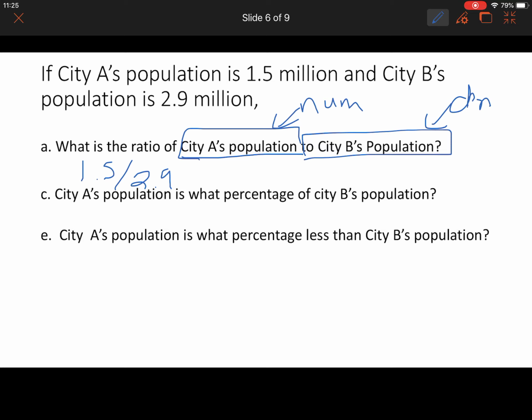The next question says, instead of a ratio, what is the percent City A's population is of City B's population? And notice that "of," if we've got the percentage, we tend to then multiply it by that "of" because it is the reference value for the bottom. If we're trying to find that percentage, that "of" is our denominator. So that's that 2.9 with the 1.5 in the top, just like we saw a second ago. I just want you to compare those two wordings so that you can see why we used that same order for this.